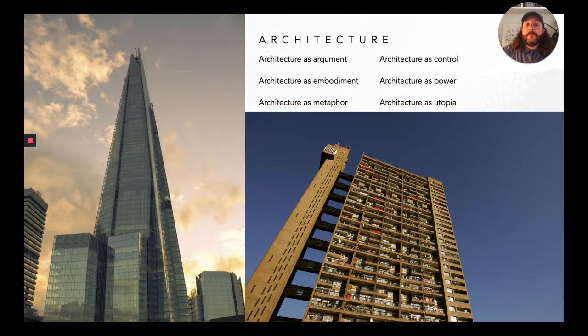We can look at architecture. Here we're going to see two prime examples of architectural forms from London that create entirely different forms of social relationships, both in their very construction and materiality in themselves. We can look at architecture as argument, as embodiment, as metaphor. We can look at architecture as control, as power, as a form of utopia. So a whole different way of seeing the architectural environments that we are embedded in as a way of not just reflecting social forms, but actually creating those social forms. So how does a public space create certain forms of sociality? How does surveillance create certain forms of power within our physical environments?